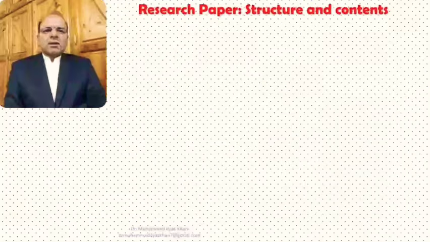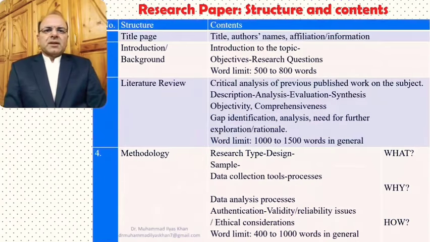So the title page actually is an essential part of the research paper, and this generally includes the title of the research paper. It also has the author's names and affiliations and other information when it is actually published in the journal. The journal name and the issue and the volume number and the date, etc. are also mentioned on the title page.